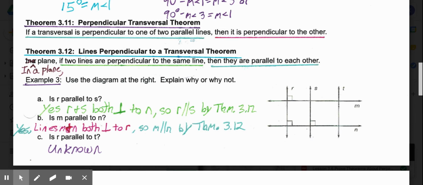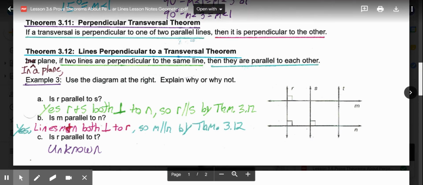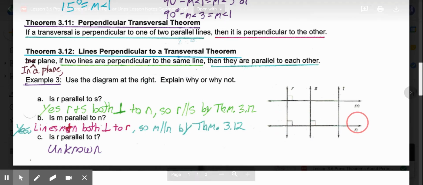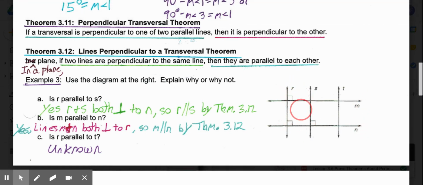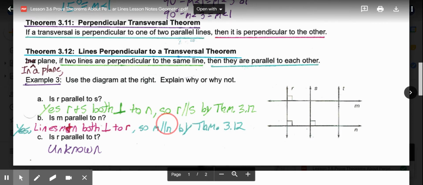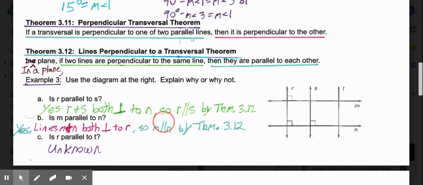Next question, part B, is M parallel to N? So is M here parallel to N? Yes, it is, because lines M and N are both perpendicular to R. So M and N, both perpendicular to line R. So we could say M and N are parallel by theorem 3.12.